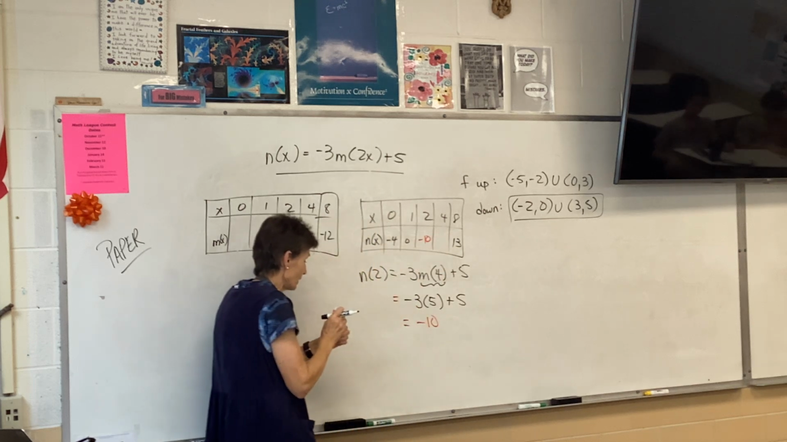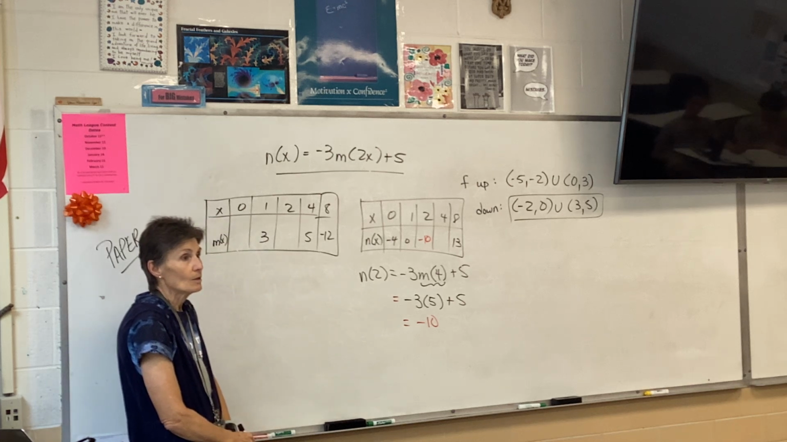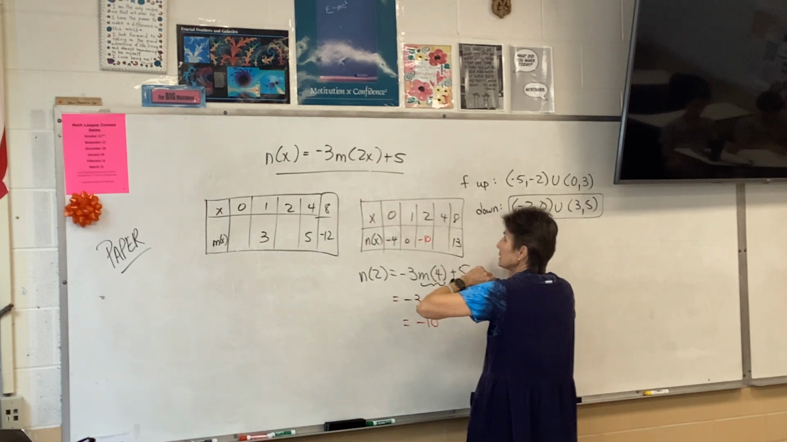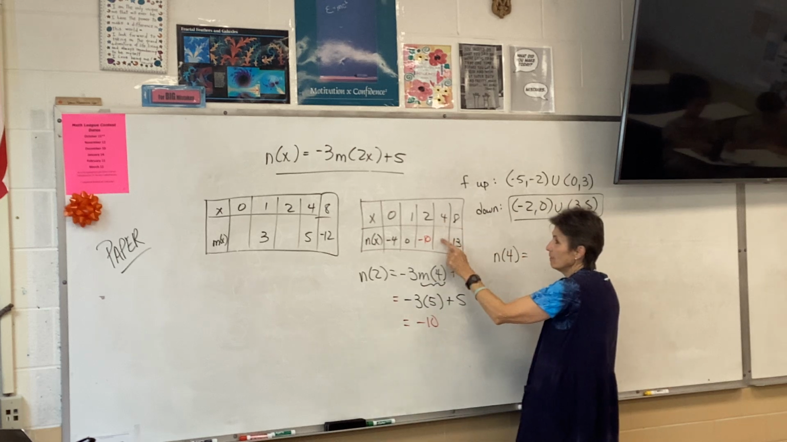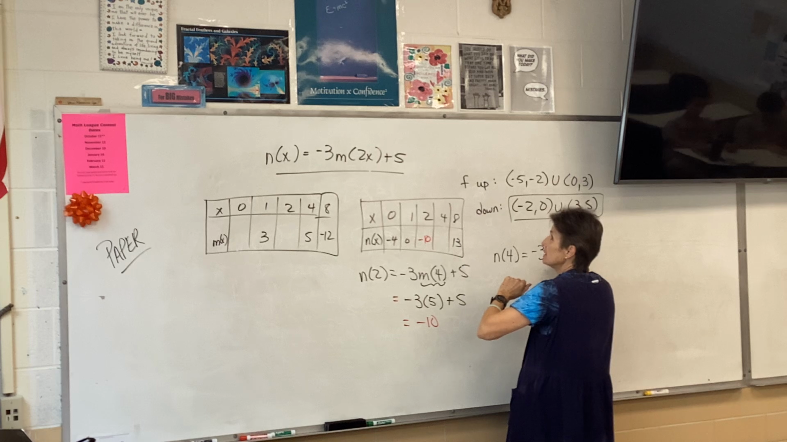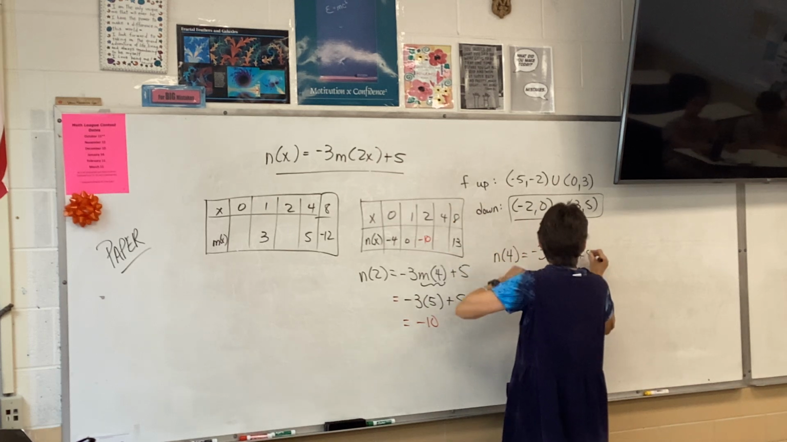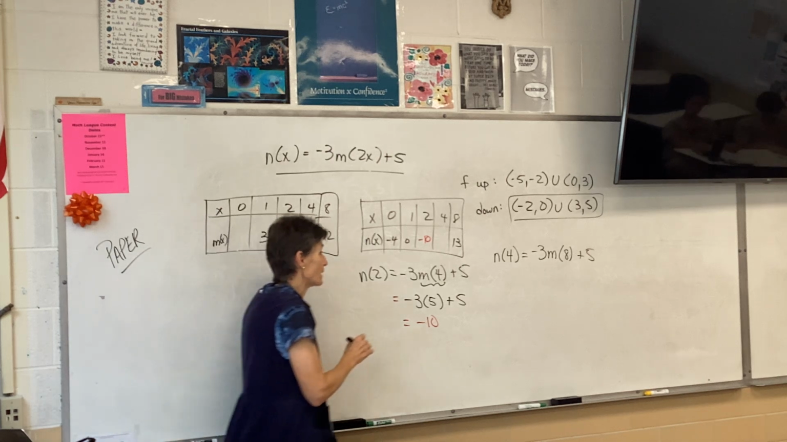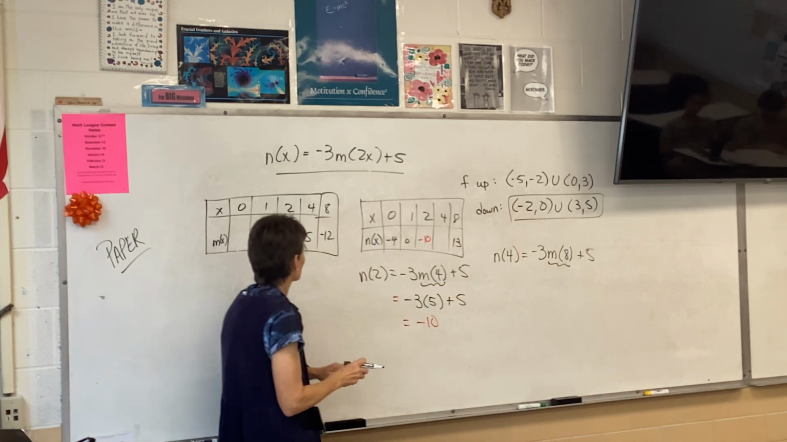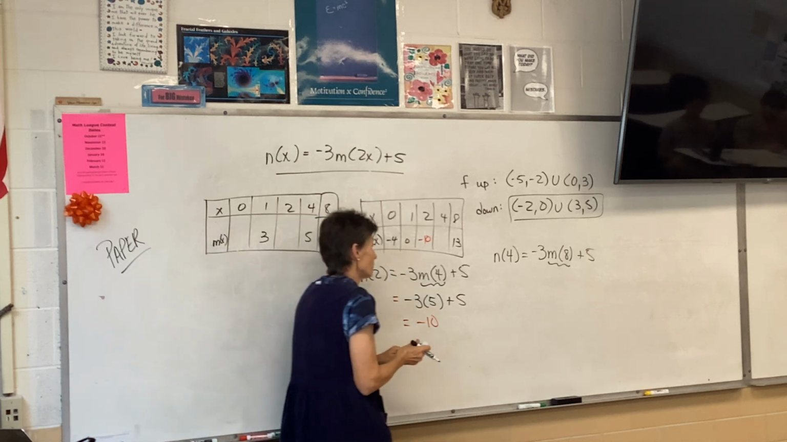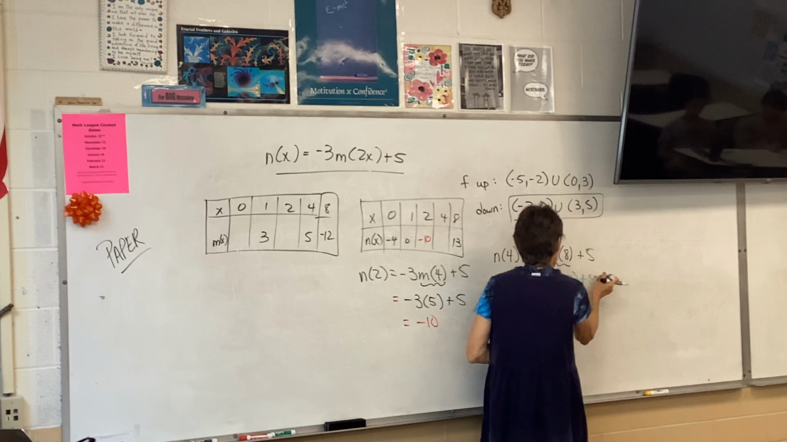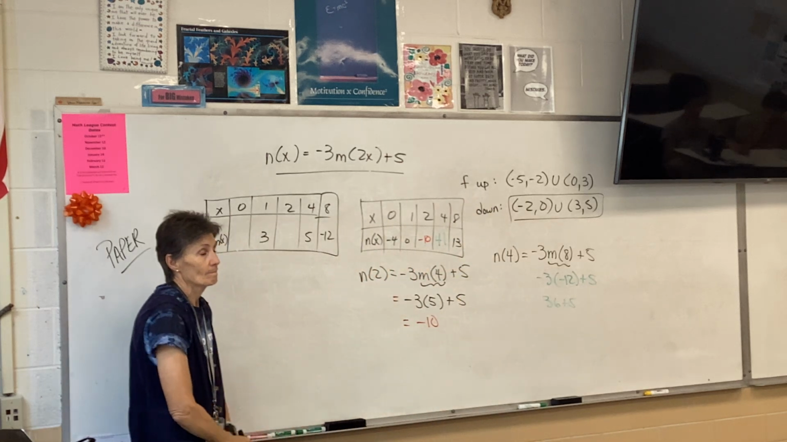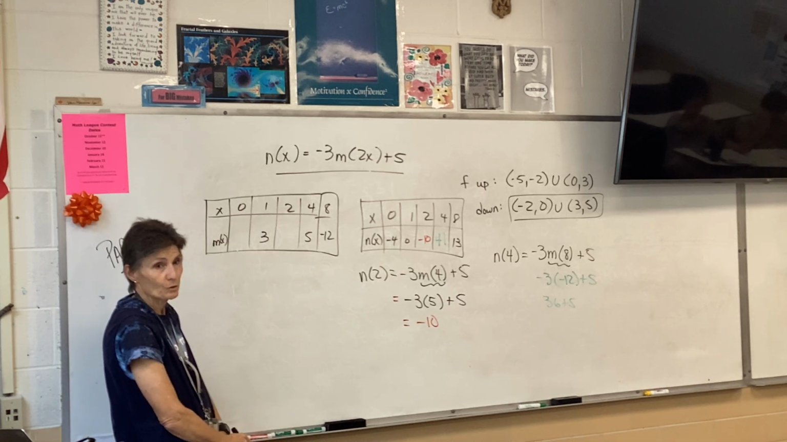I'll do it in red so we keep it straight because I have a lot of different calculations. Could I do the same thing here? Probably. So I'm going to plug 4 into my n function. So n of 4 will be negative 3 m of 8 plus 5. Just plug it in. But do I know m of 8? Here's your m. Negative 12. So that one looks like it's going to be 41. Would you agree with that?